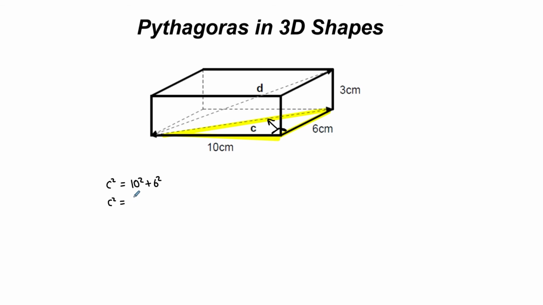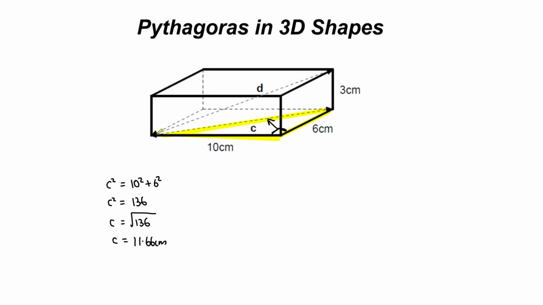So 10 squared add 6 squared would be 136. Square root it is a square root of 136. Type that into the calculator and that gives you 11.66 centimeters. Okay, so that's us found this dotted line across the middle. For the second part, we're then asked to find D.